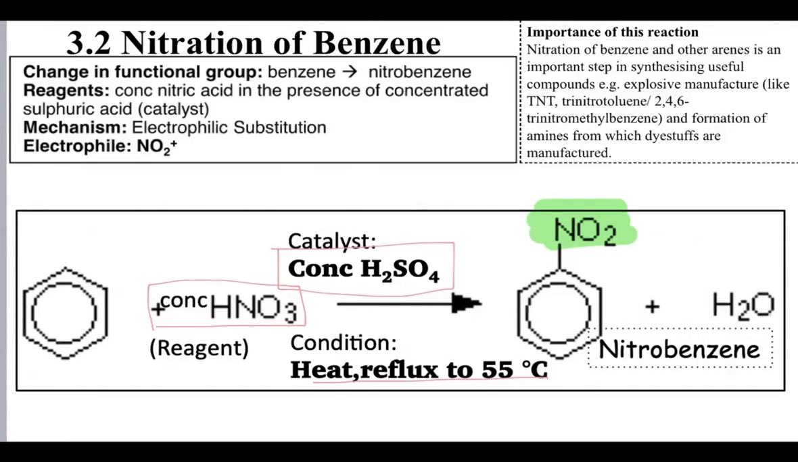So what happens is you will attach the nitro group onto the benzene and your other product would be H2O. When you have an NO2 onto a benzene, we call it a nitrobenzene. The mechanism, because it is still arene or benzene, therefore the mechanism is still electrophilic substitution.